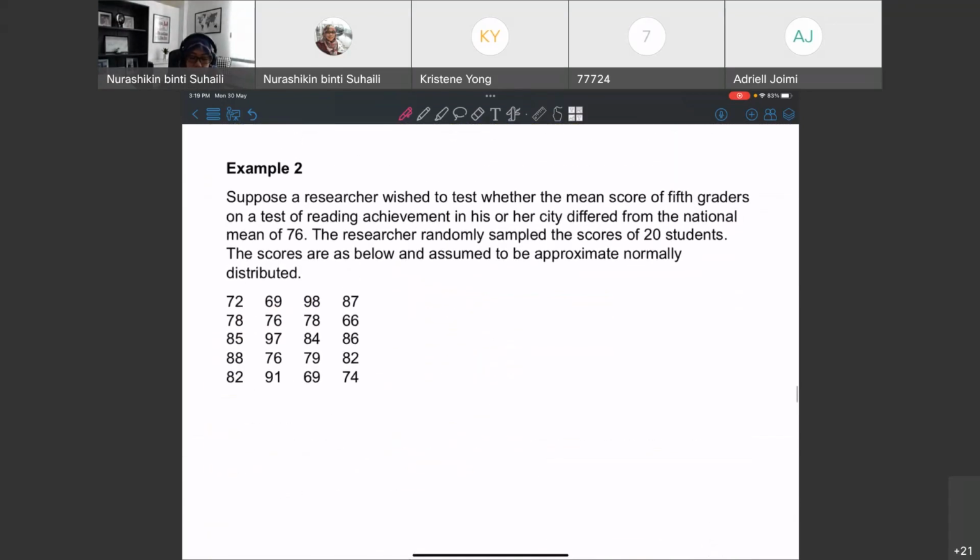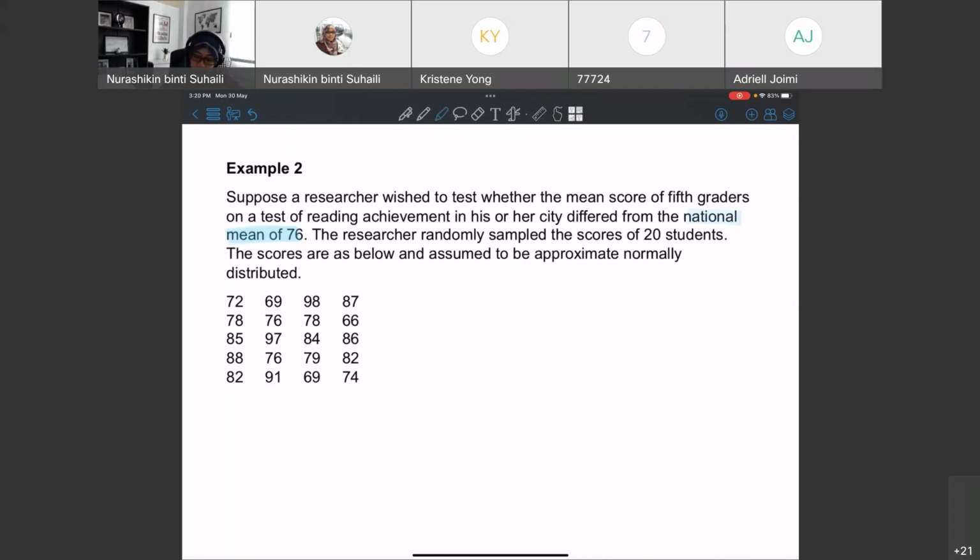Let's go to this example. Suppose a researcher wished to test whether the mean score of fifth graders on a test of reading achievement in his or her city differed from the national mean of 76. This one is the benchmark, the value that you have to refer to. It's given as 76. The researcher randomly sampled the scores of 20 students. The scores are as below and assumed to be approximately normally distributed.